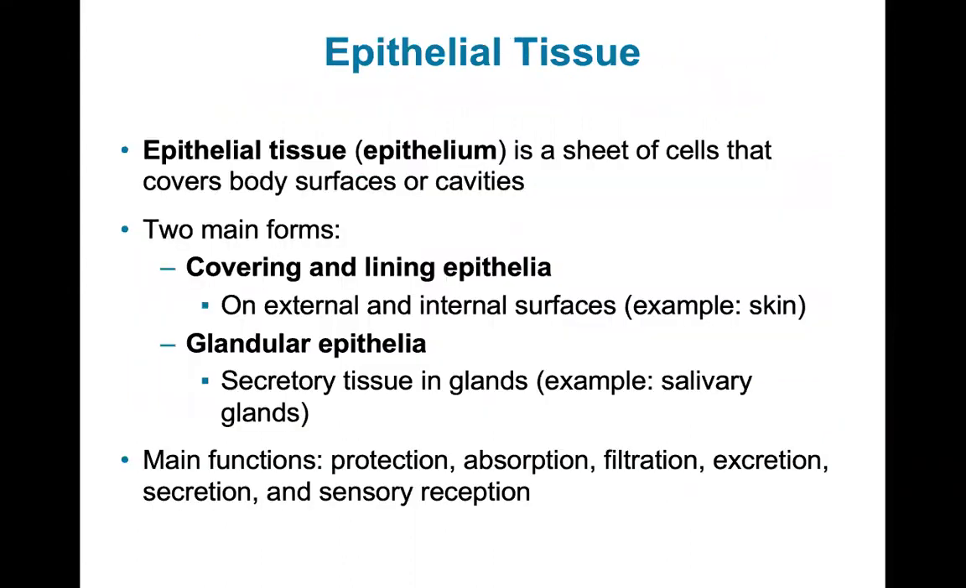Okay, so now let's dive into the different types of tissues. We have epithelial tissue. This is typically a sheet of cells that covers the body surfaces or cavities. This exists in two main forms, either the covering or the lining epithelia, and these are typically found on external and internal surfaces.